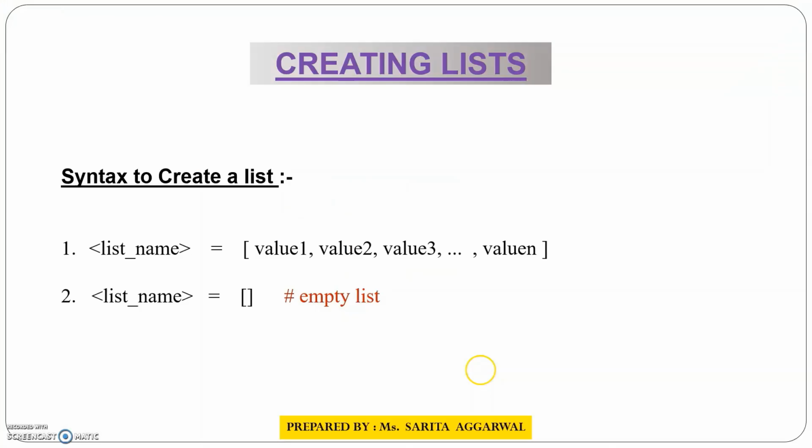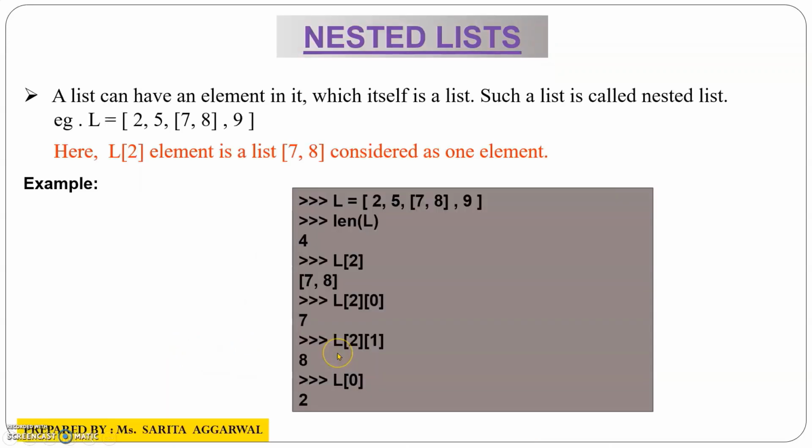Next is nested lists. तो nested lists क्या होता है? A list, if a list has an element which is itself a list, then the list is called a nested list. Here you can see an example.